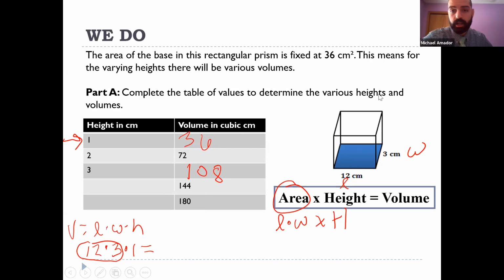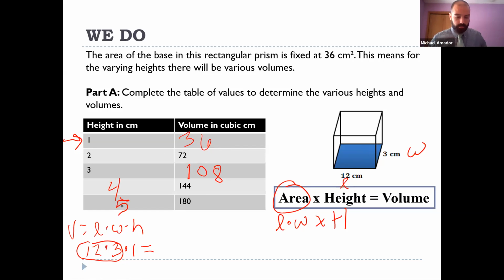I'm looking for hands. I'm looking for someone who I can quickly call on. Lysandra, go ahead. 4 centimeters. And if the volume is 180 cubic centimeters, then the height would be 5. Okay.